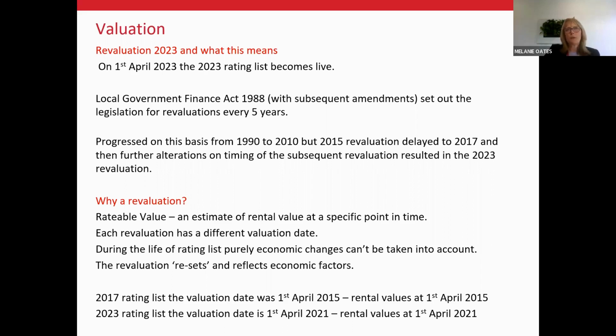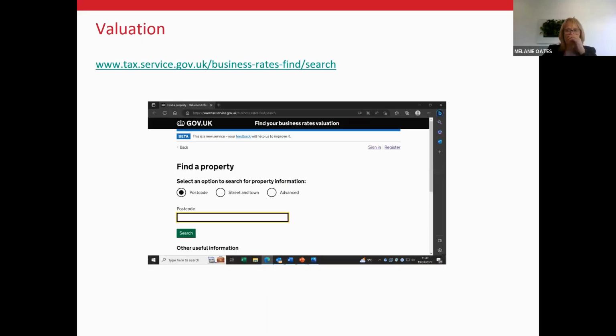So if you've received your bill through the post already, you will see the rateable value, but you might not know how that's actually been made up, what it consists of. So you can actually find your valuation online at the Valuation Office Agency website. That's the address there for it, as you can see at the top. And what you'll find when you get to that screen is find a property, search either postcode, street and town, and it will bring up the actual valuation of your property.